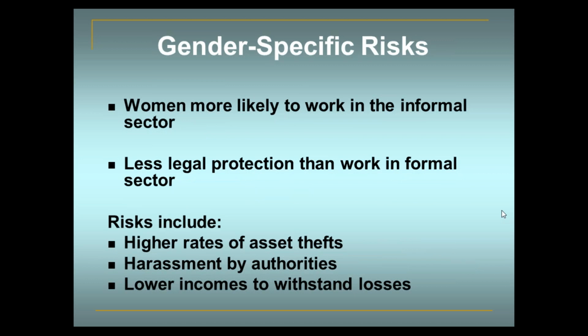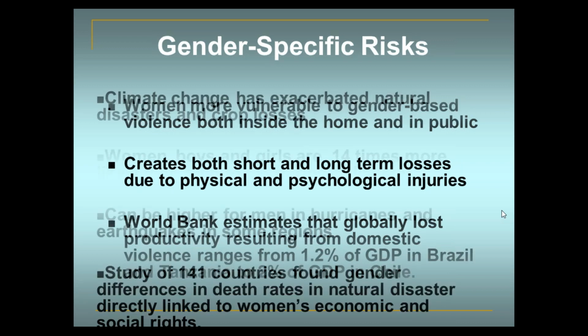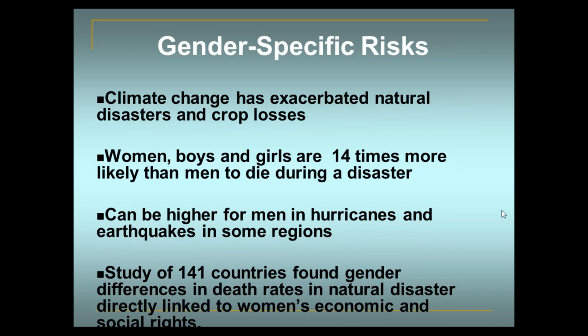The final gender-specific risk I wanted to look at was the whole issue of climate change and natural disasters. Obviously, that affects both men and women. And climate change has exacerbated natural disasters and crop losses for both. However, there are a lot of studies that show that women, boys, and girls are 14 times more likely than men to die during a disaster. If we take the 2004 tsunami in Asia, the large majority of those who died were women and children.